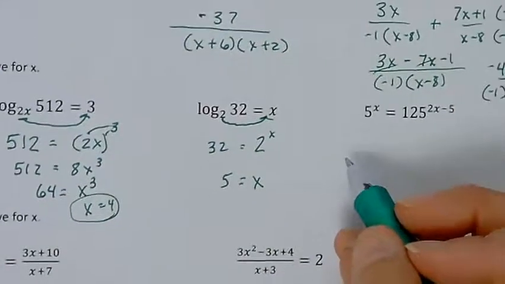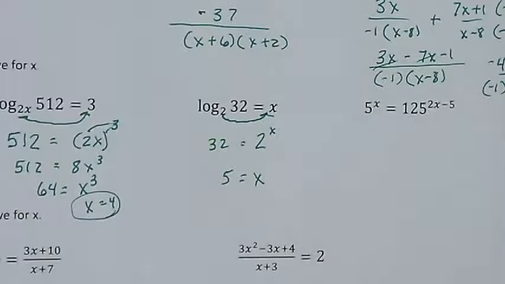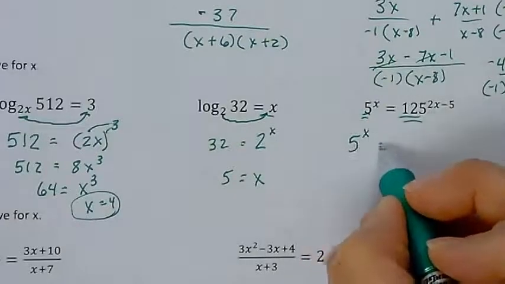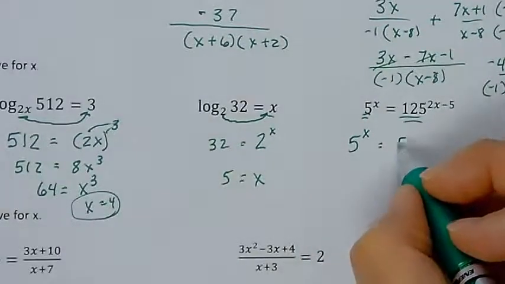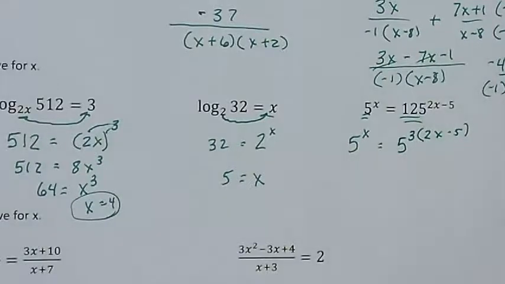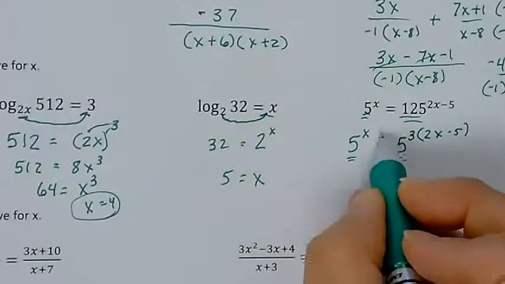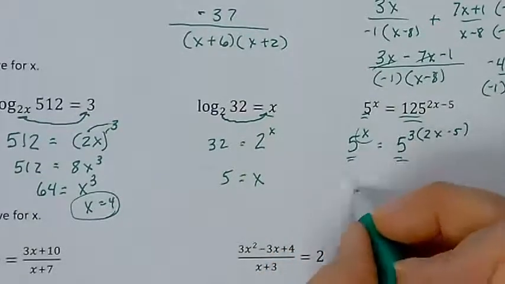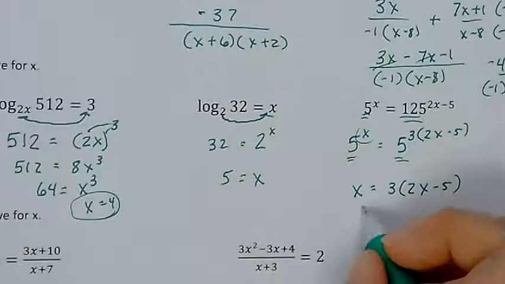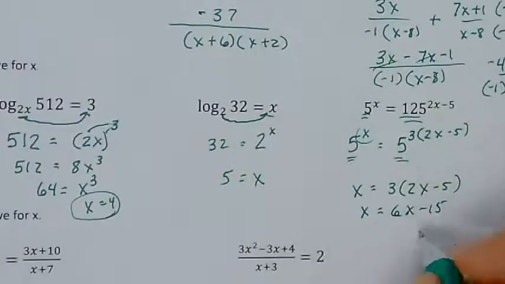This time, I have an exponent problem, so a lot of times if it's an exponent problem, we will log both sides. But I don't need to on this one because I can get these base values to be the same. This is 5 to the x power, and 125 is 5 to the third power. So now that I have both base 5, I can say that these exponents are equal. So x equals 3 times 2x minus 5. So x equals 6x minus 15. So negative 5x equals negative 15. So x equals 3.